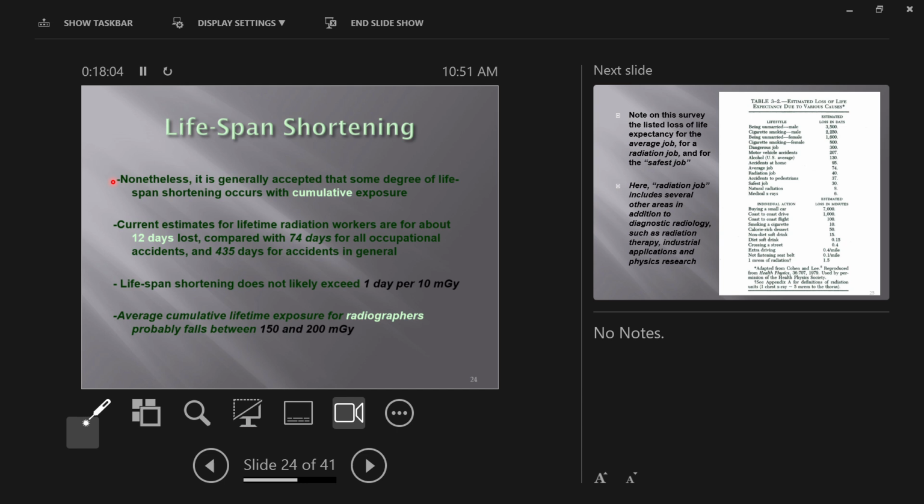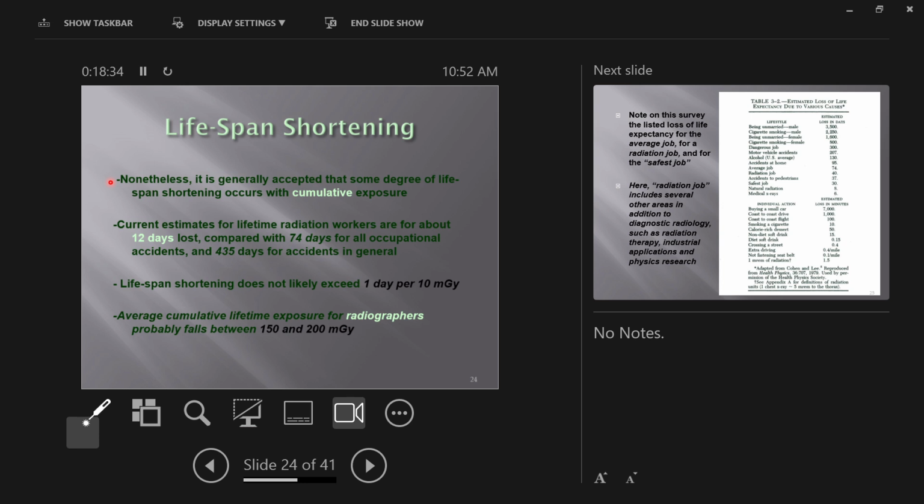Even if we can't measure it, even if it is statistically insignificant, any amount of radiation exposure accumulated over your life is said to have a lifespan shortening effect, even if it's small. So they say, nonetheless, it's generally accepted that some degree of lifespan shortening occurs with cumulative exposures. That is to say, the more exposure you build up over time, the more likely you are to live a little bit of a shorter life.